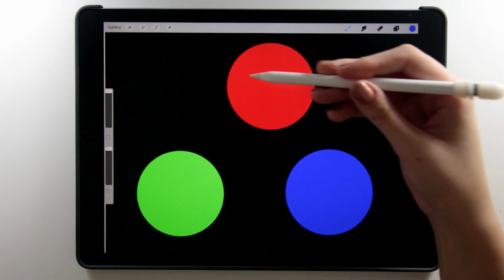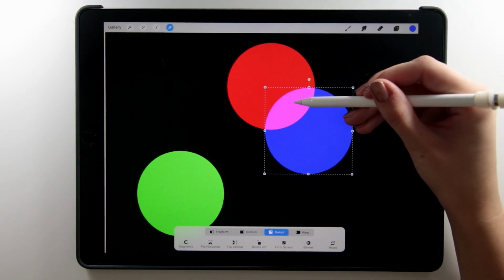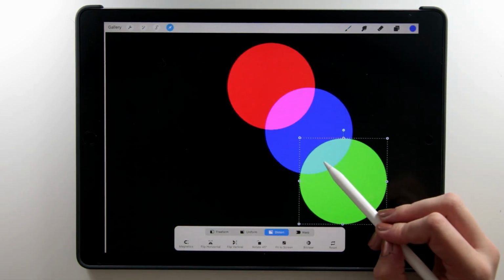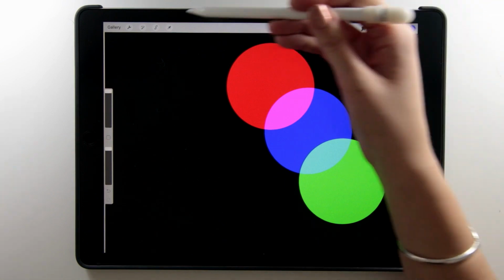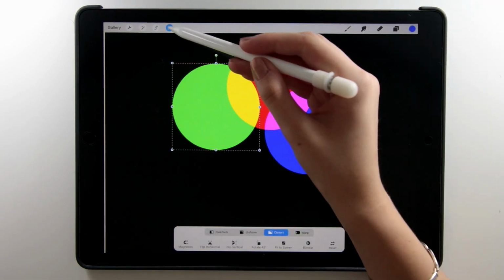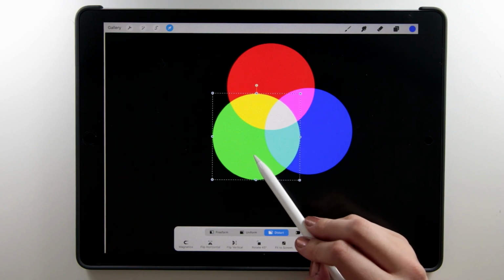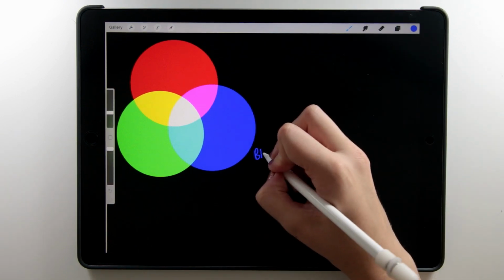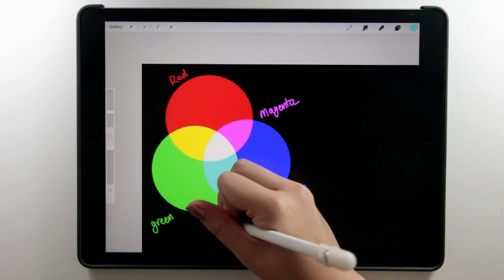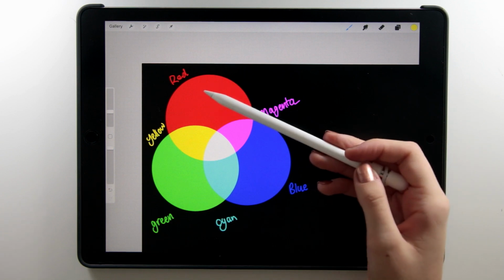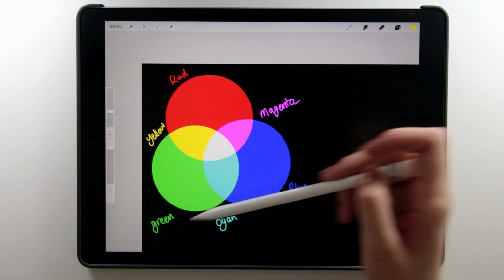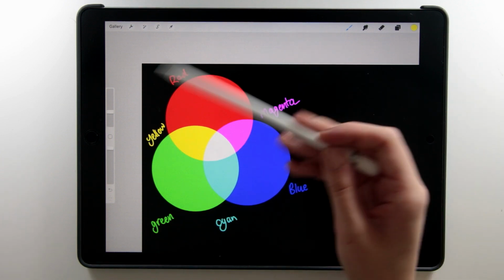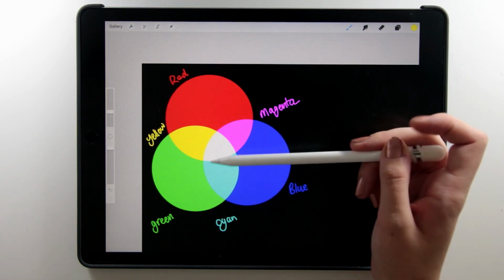If you mix blue light and red light, you get magenta light. If you mix green light and blue light, you get cyan. If you mix green light and red light, you get yellow. And if you mix all three of these colours together, you get white light, as you can see in the centre here. So there you have it, the primaries of light, red, green and blue, RGB, the secondaries of light, yellow, cyan and magenta, and all three mixed together make white light.